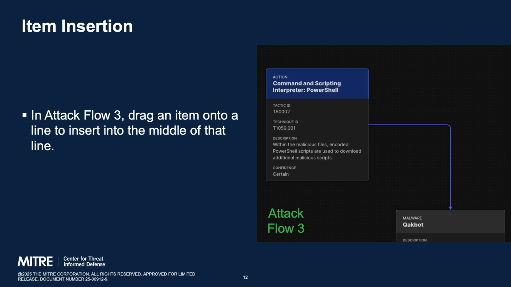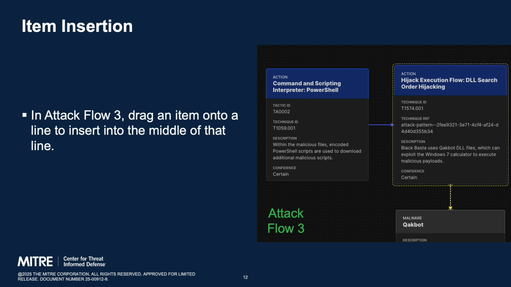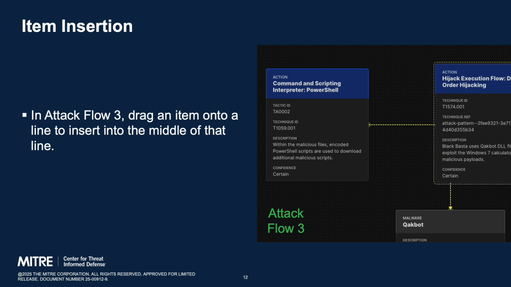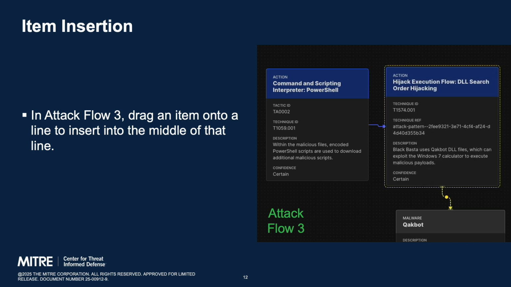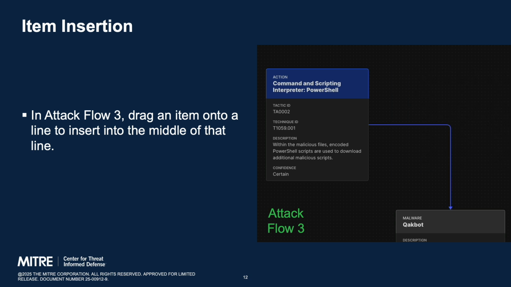Item insertion is a new feature in Attack Flow 3 that lets you take a box and drop it on top of a line. And when you do so, Attack Flow 3 will break up the line into two pieces and connect each piece to the new box, essentially routing the existing line through this new box.